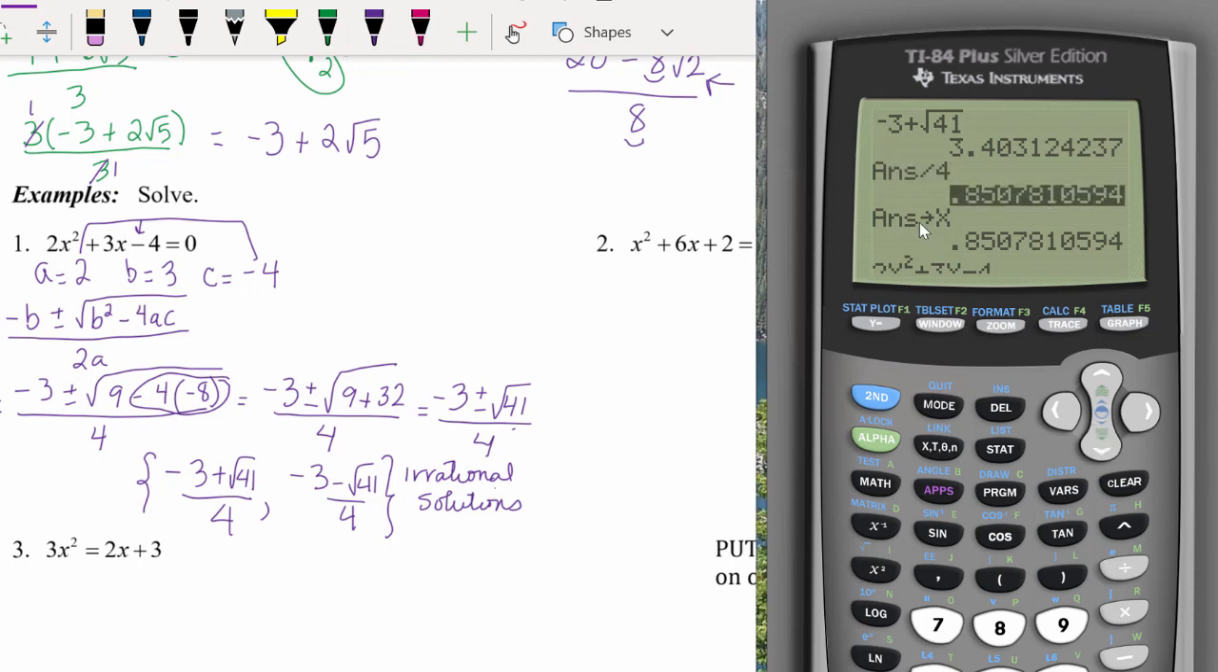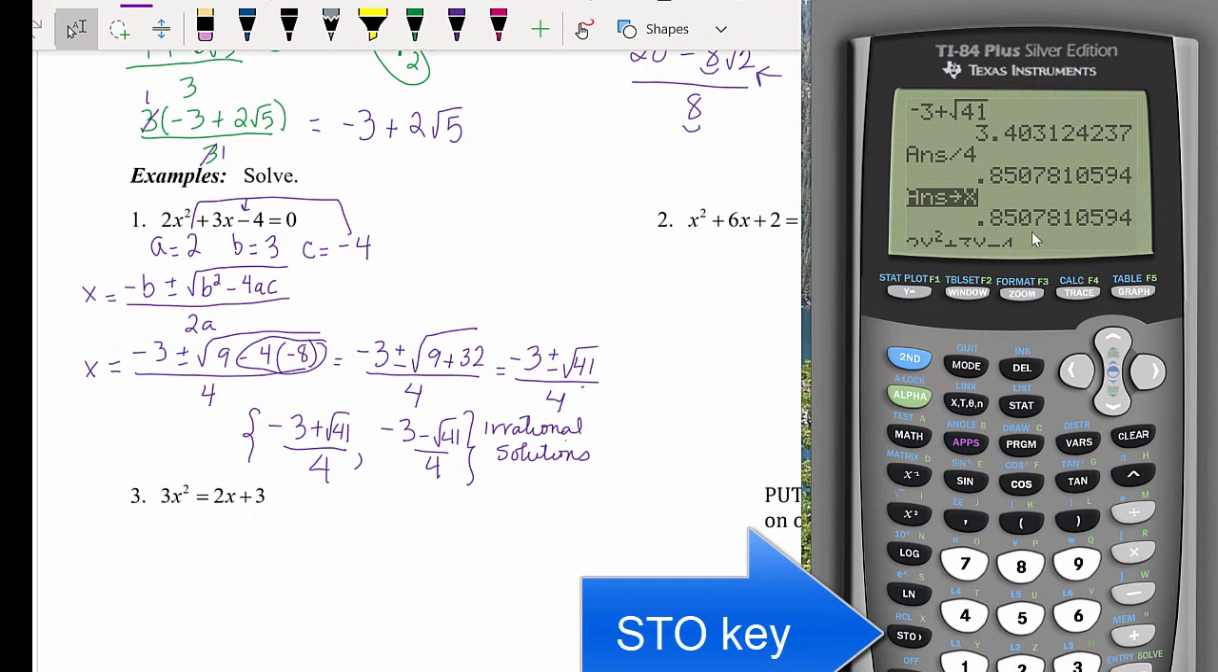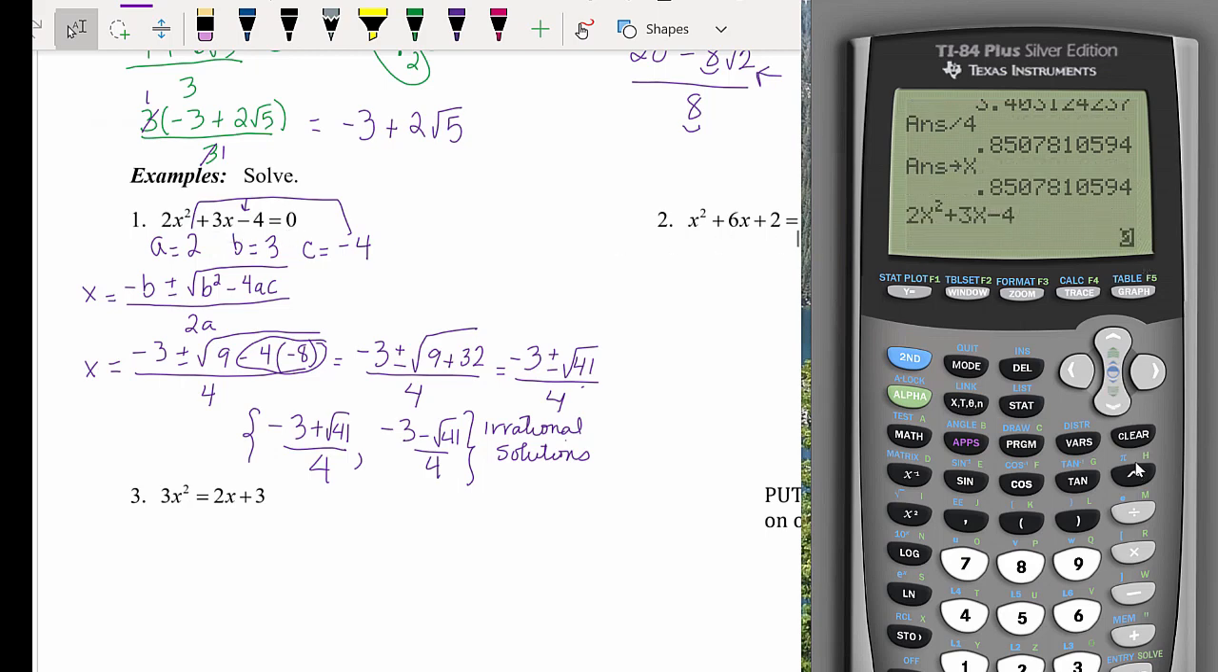I hit enter, and then I used the Store key, which is down here, and then the X key to store that into X. Finally, I inputted my original quadratic, 2x squared plus 3x minus 4, and when I hit enter, I get 0. That means this answer checks. I really recommend that you do that, especially if you're taking a test. All right, next problem.